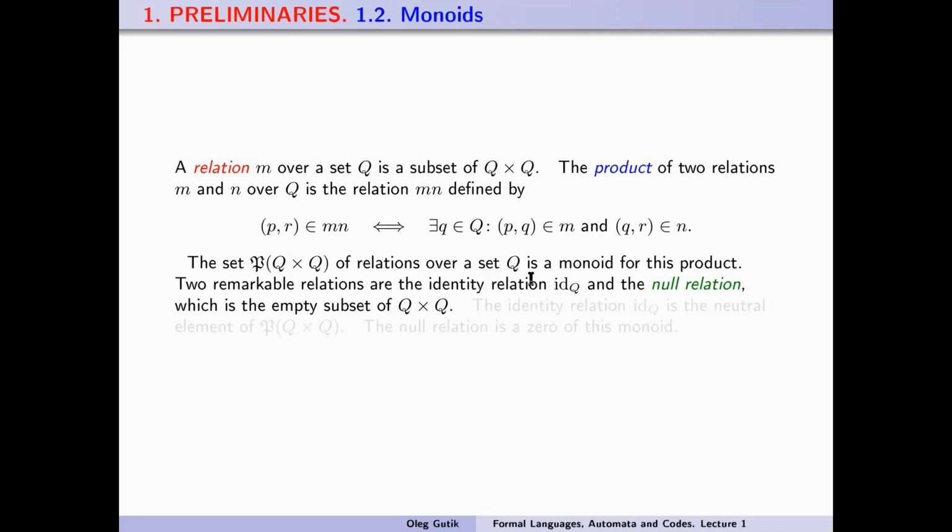So what is the identity relation in this case? The identity relation consists of the pairs (x, x) for x from Q. This is the neutral element of such a semigroup. And the null relation is the empty subset of the product Q times Q. The empty set is a zero element of such a semigroup.